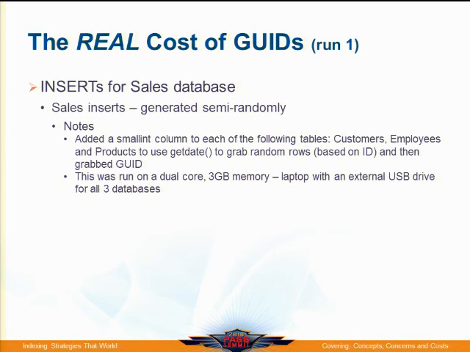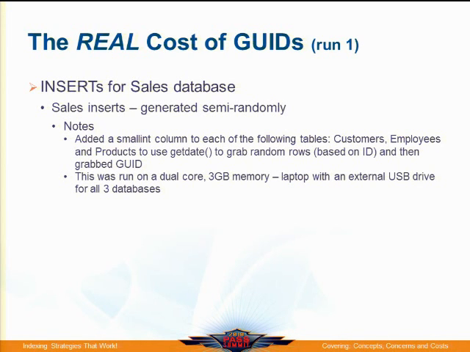But the one thing I did do that I didn't directly explain, and I'll tell you a little bit about now, is I did have to add a small integer column to customers, employees, and products so that I could use getDate to grab random rows, because I can't predict GUIDs. I can't even predict random GUIDs of values that I have. So I put a small int so that across every table, I could use that to grab the values. But of course, when I insert, I put in the GUID. I'm doing it even in the integer-based database, doing exactly the same code in all 3 of the databases.